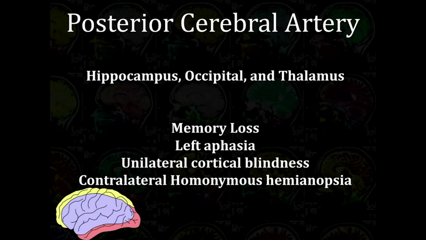If we continue and look at the posterior surface of the brain, obviously we just touched on the basilar artery and the vertebral artery, but we have to talk about the posterior cerebral artery. That artery specifically feeds the hippocampus, the occipital region, and the thalamus region of the brain. These patients are going to have severe memory loss, left-sided aphasia, and unilateral cortical blindness. And again, they're going to have that hemianopsia that's contralateral.